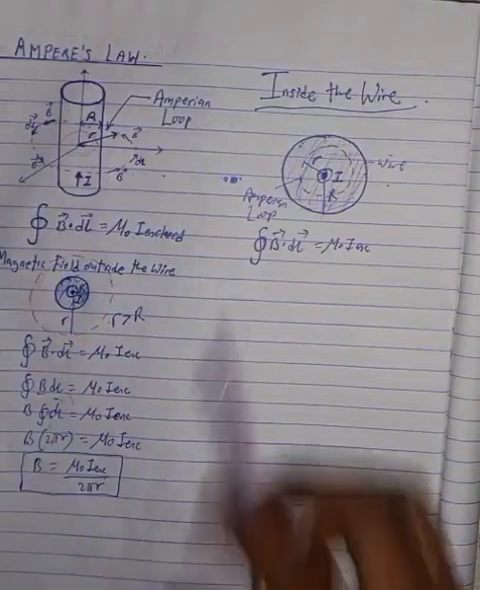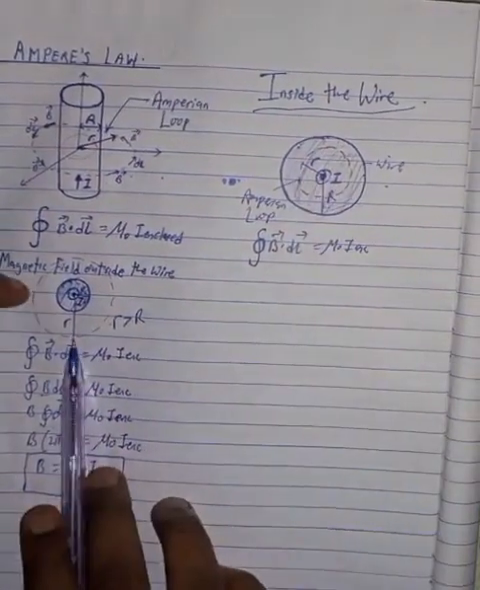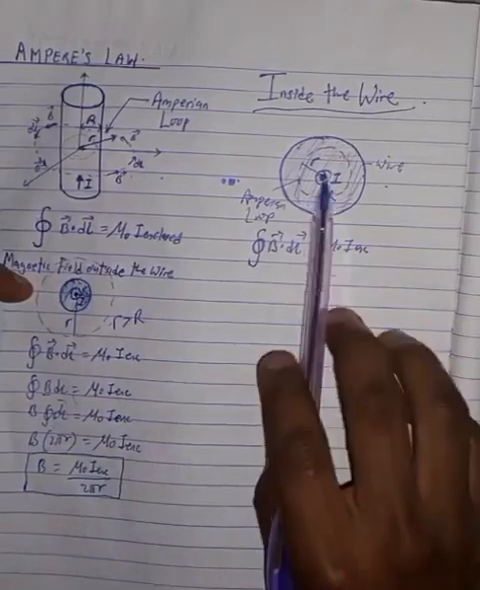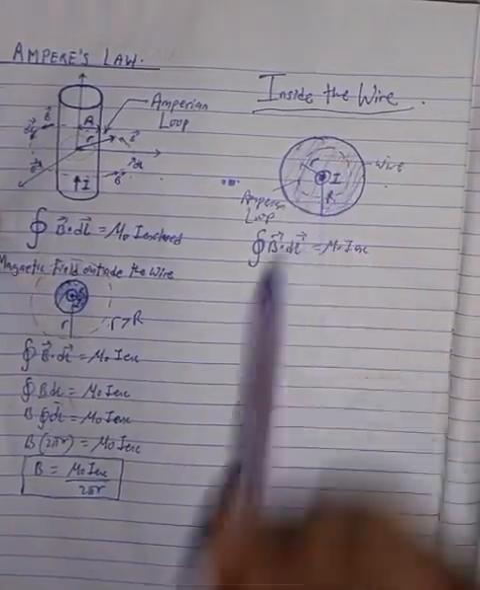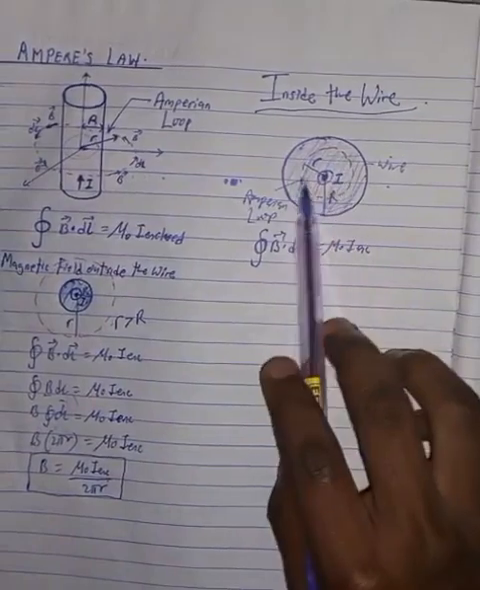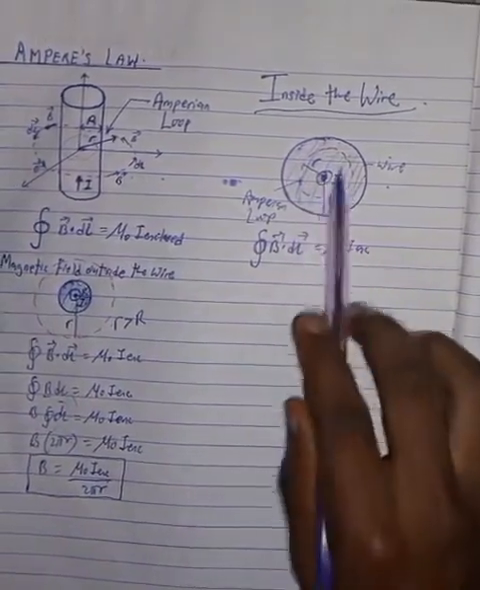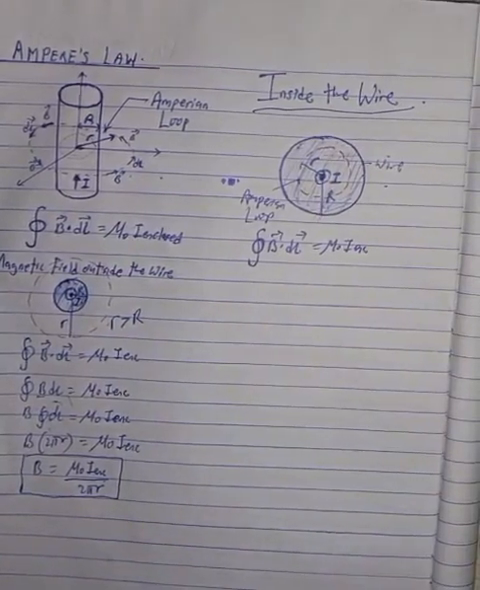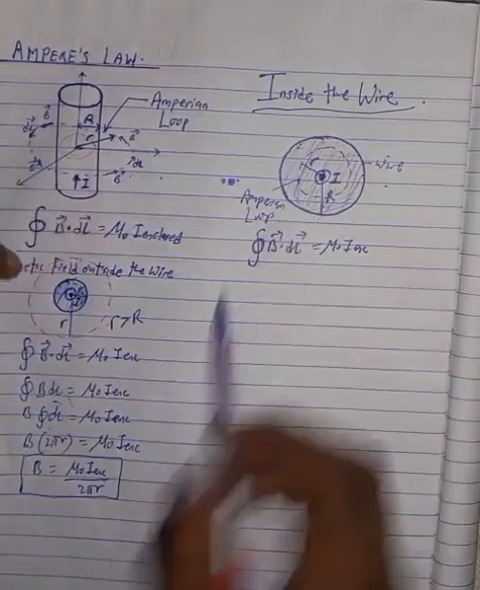Now, if you observe, for this part here, the Amperian loop encloses all the current inside the conductor. But here, the Amperian loop is inside the conductor in a way that it did not enclose all the current inside this conductor. It just enclosed some parts. So what will I do? Let's pay attention.